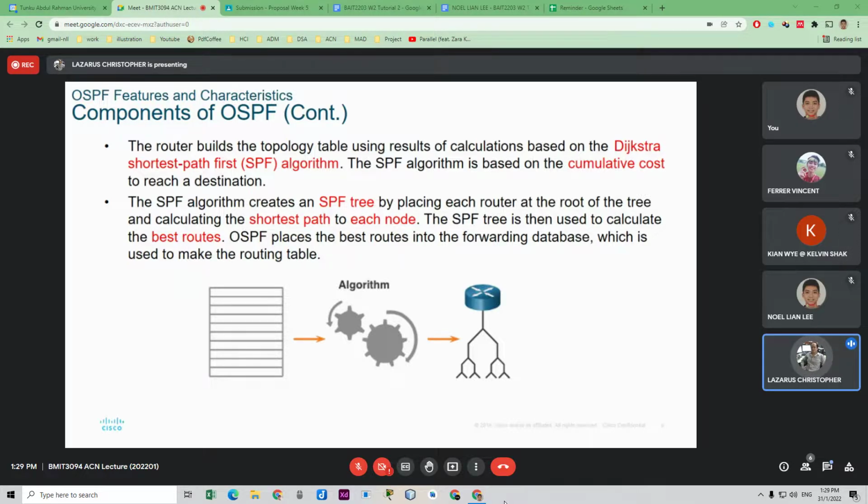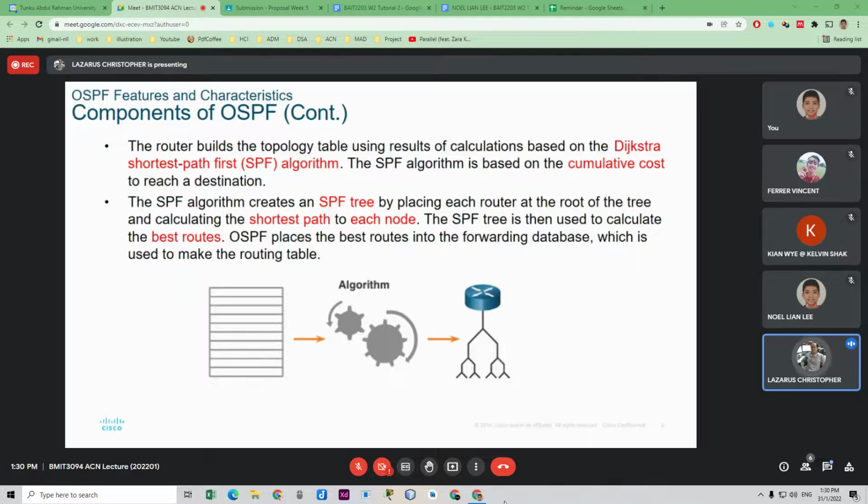So the SPF algorithm is based on cumulative costs to reach a destination. Again, this is necessary because not all paths are going to be entered into the routing table. So which one should you select? Since we are using the shortest path first algorithm, this one calculates cumulative cost. As long as we know how we allocate the cost, then we can get a winner, right?